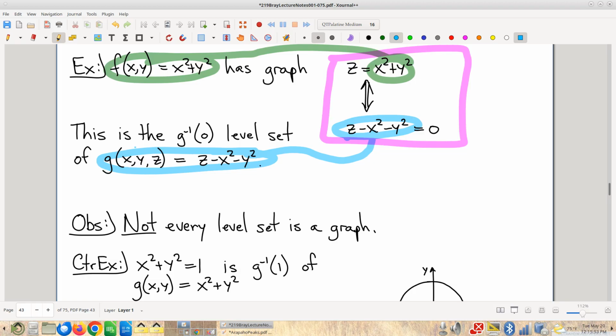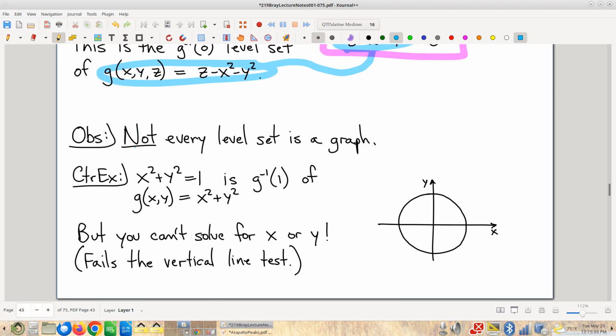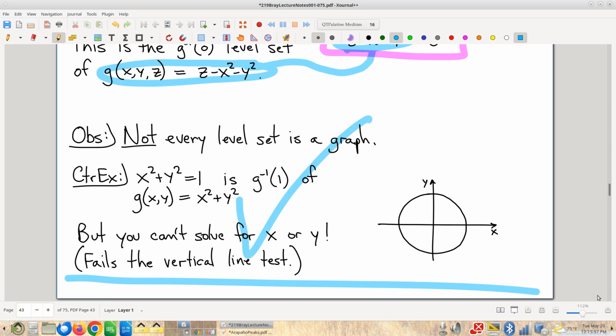All right, it was a good stopping point. Y'all can read that little quickie observation.